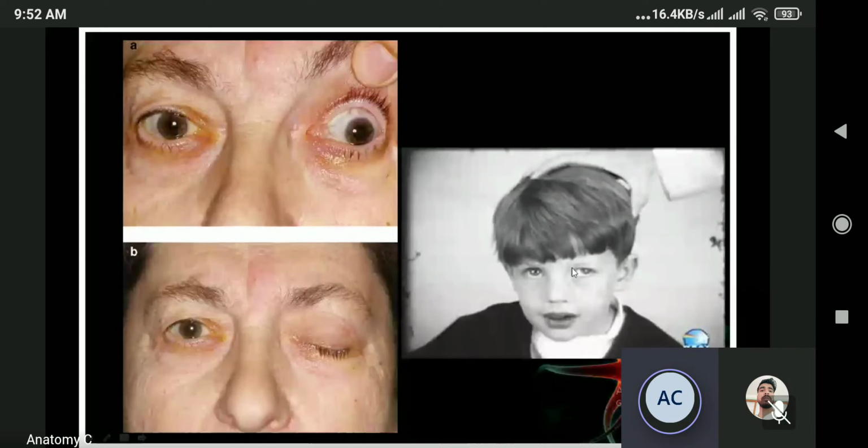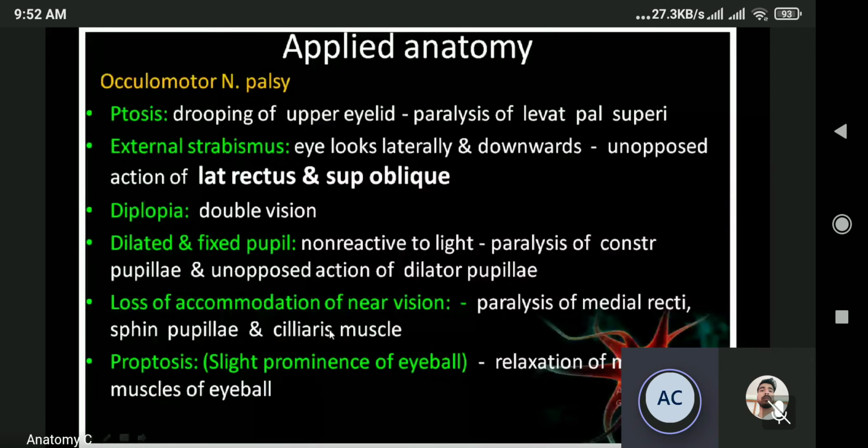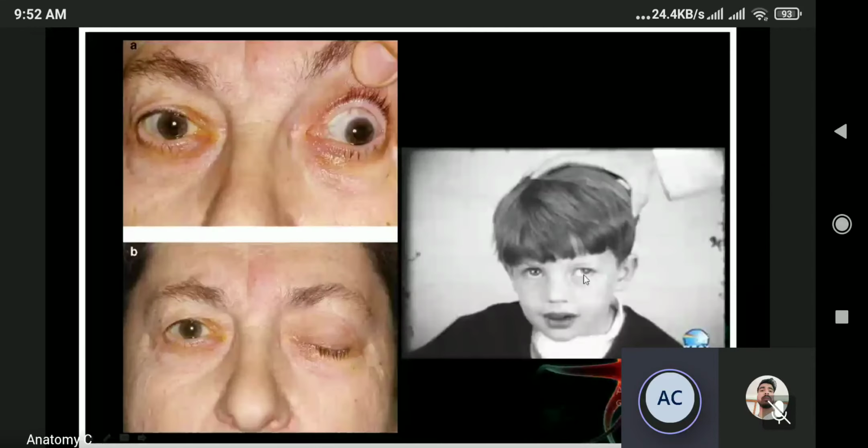Drooping of the upper eyelid. Now, why is there a drooping of the upper eyelid? Because the levator palpebrae superioris, which is responsible for elevating the upper eyelid, is not working. It is paralyzed. So we have the drooping of the upper eyelid. Now, next one is external squint. So in external squint, the eye will look laterally and downward. Now, can you see? That is the squint.